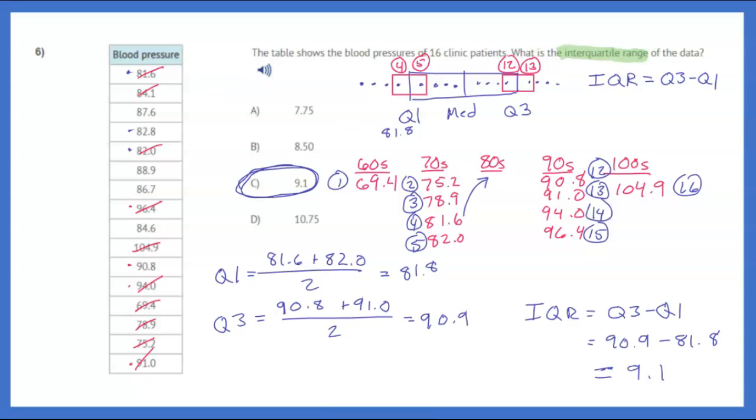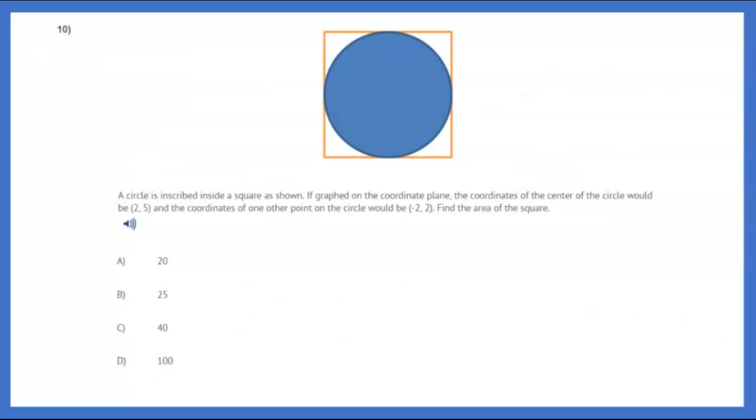All right, let's look at the last one we skipped here. Number 10, a circle is inscribed in a square as shown. If graphed on the coordinate plane, the coordinates of the center of the circle would be 2, 5, and the coordinates of one other point on the circle would be -2, 2. Find the area of the square. Oh, this looks interesting. There's kind of a lot going on here.